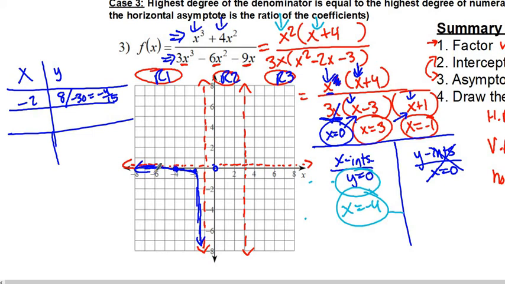Let's get region 3 first, because region 2 is a little bit different, so I'll show you why. So region 3, we don't have any points there. We do have an asymptote right here at x equals 3.